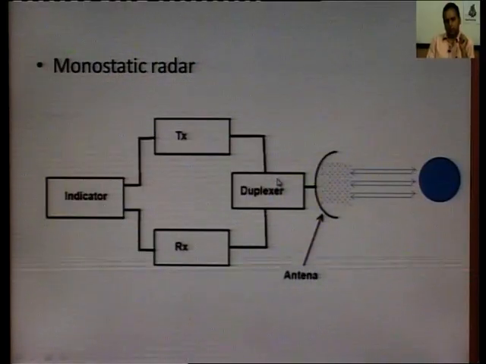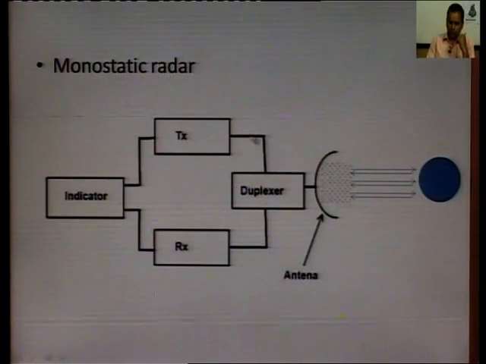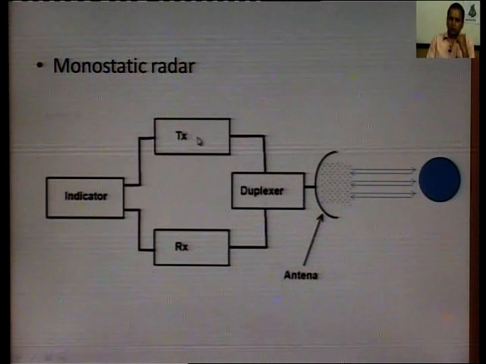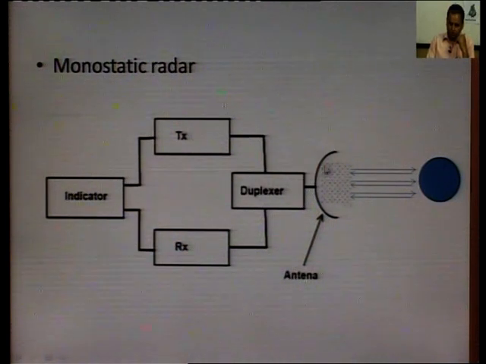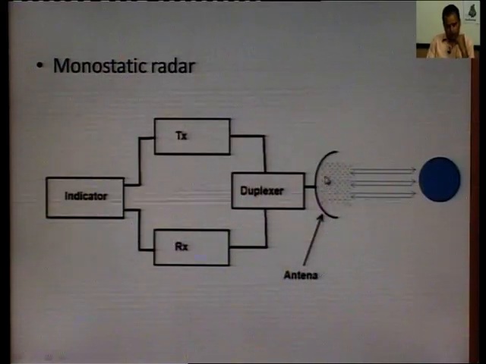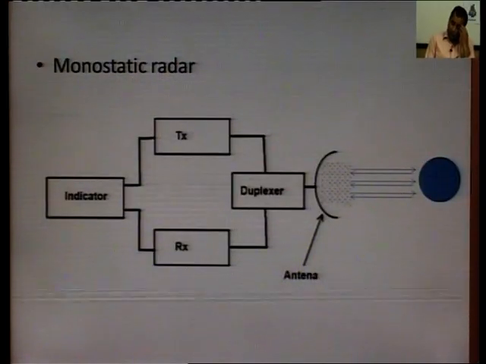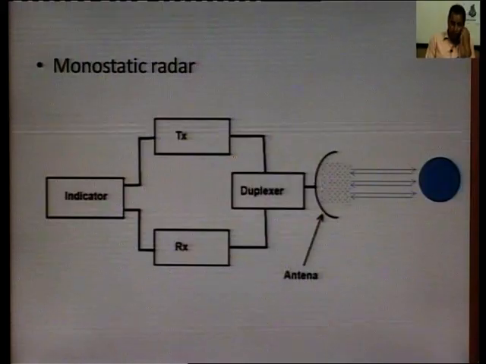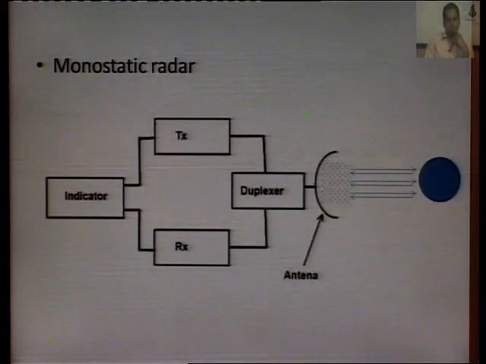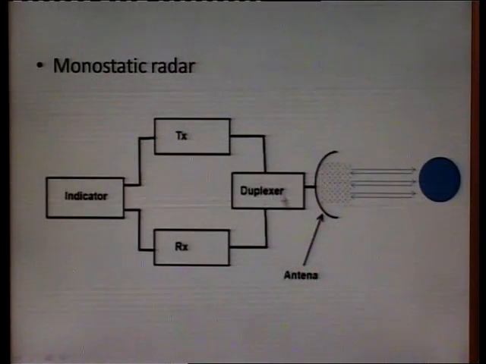What the duplexer does is, for one instant it connects the transmitter with the antenna, and this connection is activated. So, the signal is transmitted through the duplexer, it goes to the antenna, and from the antenna it is transmitted. These arrowheads which move from the antenna to the object show that the signal is being transmitted. After the transmission of one pulse, this duplexer disconnects the transmitter section and now it connects the antenna with the receiver.